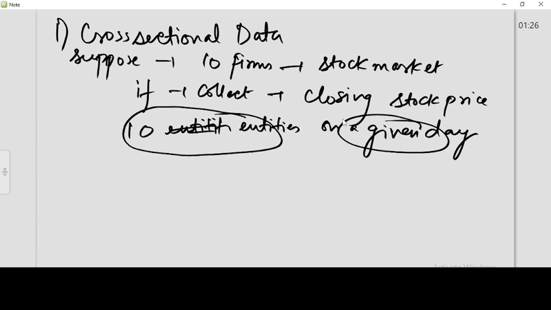When it comes to cross sectional data, time is not a very big factor here. You can choose any time frame that you want to choose, so time is not relevant. What is relevant here is the data points or the entities that you have chosen. So that becomes your cross sectional data.